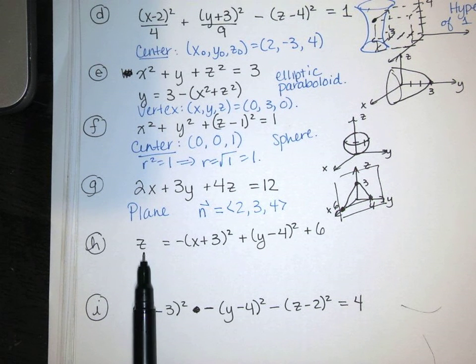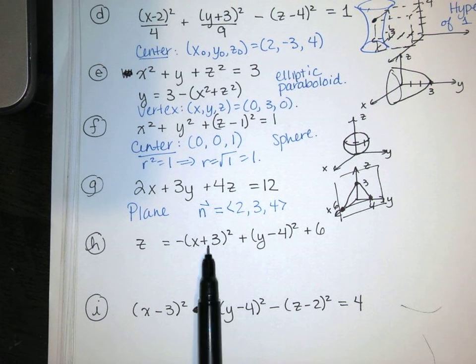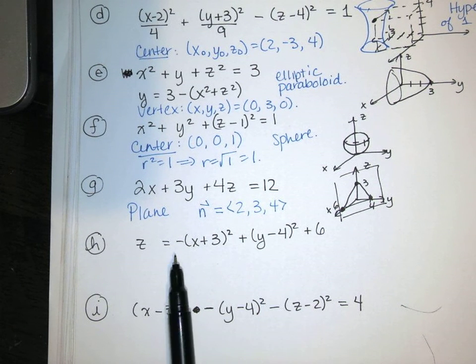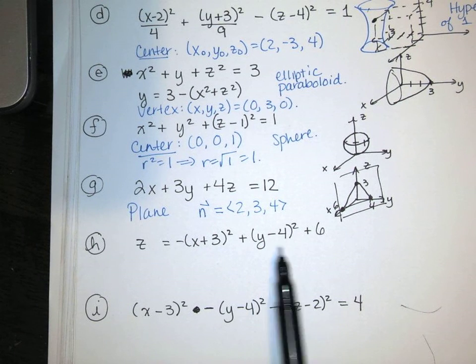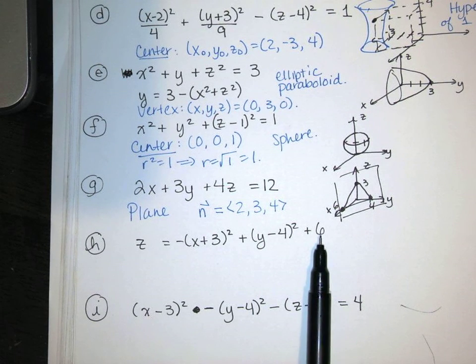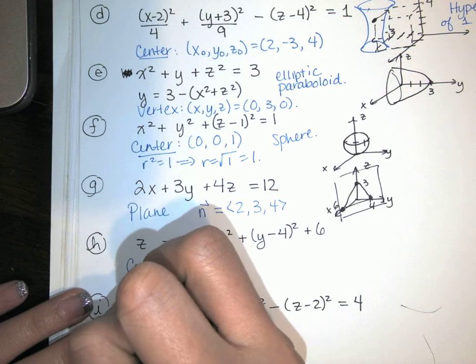It's either, if the z is raised to the first power, an elliptic paraboloid or a hyperbolic paraboloid. It's like a saddle point. Notice the x and the y are both squared, but this one is negative and that one's positive. So this is the saddle. And that plus 6 is just going to shift the whole graph up 6 units. So let's find the center.